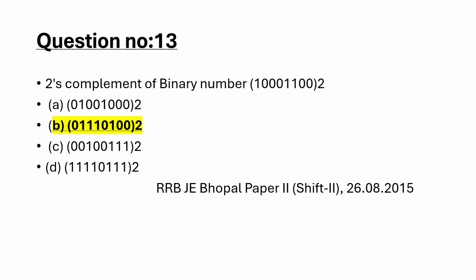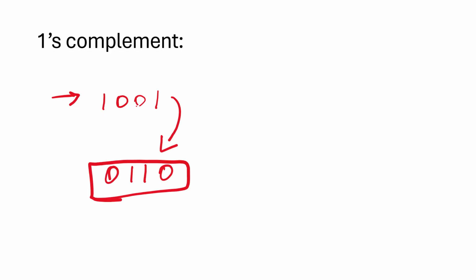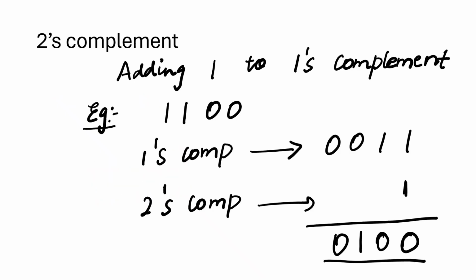Then next question is 2's complement of binary number 10001100. We need to know what is 1's complement and 2's complement. 1's complement means just inverting the number. We have to invert all the bits, like 1 becomes 0, 0 becomes 1, and so on. This is the 1's complement. For 2's complement, we have to add 1 to 1's complement.